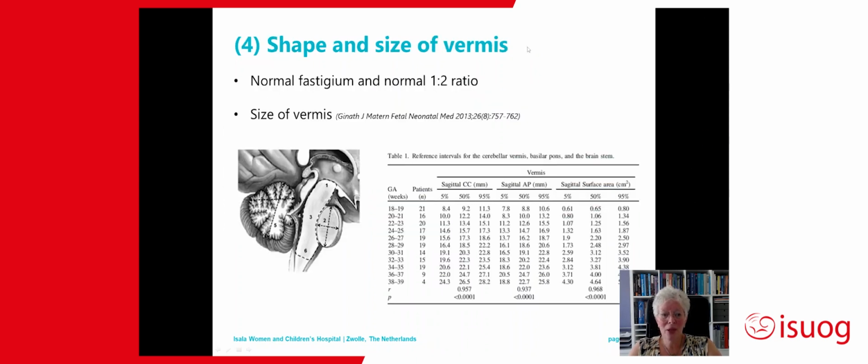Then the shape and the size of the vermis. We said there should be a normal fastigium or a normal fourth ventricle and a normal ratio of 1 to 2 if we look at the tissue above and below the primary fissure. We can also measure the size of the vermis, and we can look at the distance from cranial to caudal, but also from anterior to posterior. And then we have tables in which we can find what should be the normal measurements.